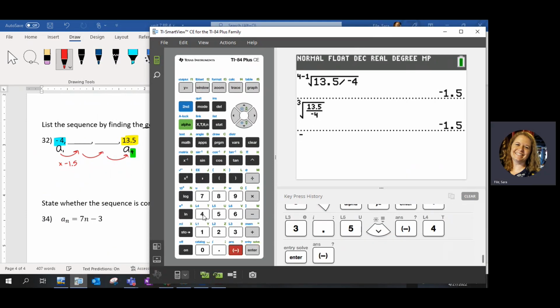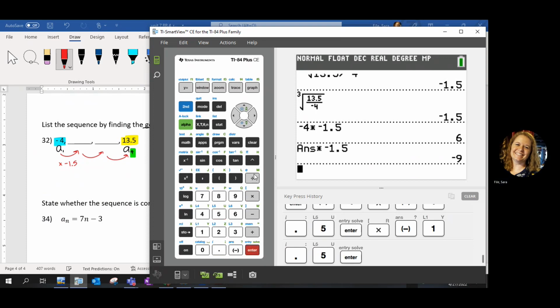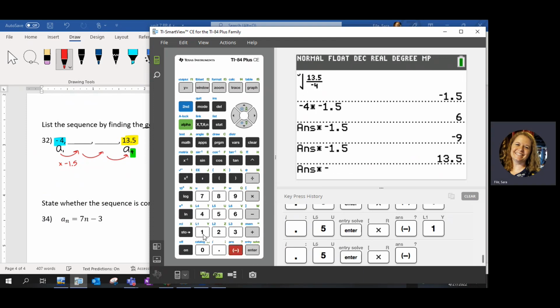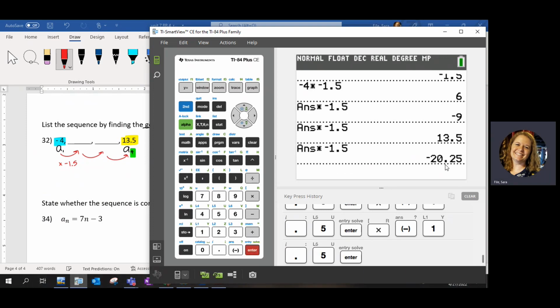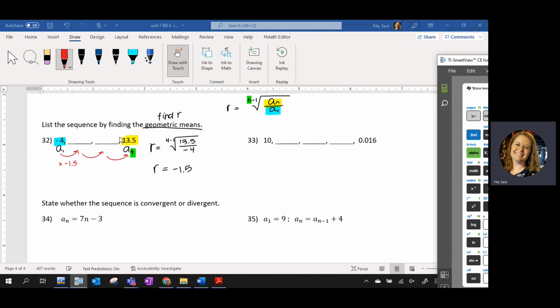So we're starting with -4 times -1.5 times -1.5 times -1.5 times negative 1.5 to check itself. Oh, actually, I went one too many. So it did check itself. I just did one too many terms. That's okay.